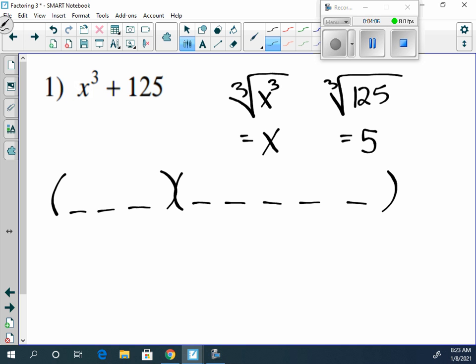Now the signs, we know what they're going to be because it's the same, opposite, always end on a positive note. So since this started out as a sum of perfect cubes, our first sign would be plus because it's the same, and then opposite, so minus, and always end on a positive note. So plus, minus, plus.